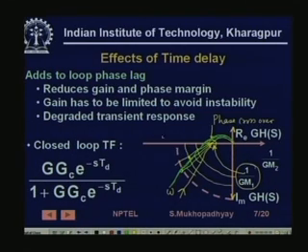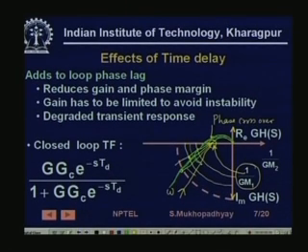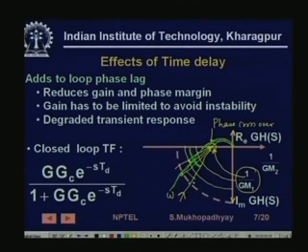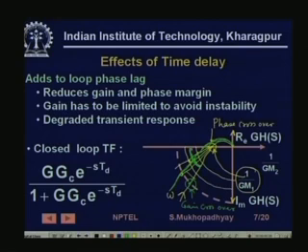Now the phase margin has reduced. Previously what was the phase margin? This was the phase margin, that is the phase at this, which is called the gain crossover frequency. So the phase margin was this angle. Now the phase margin is reduced and it is this angle now.